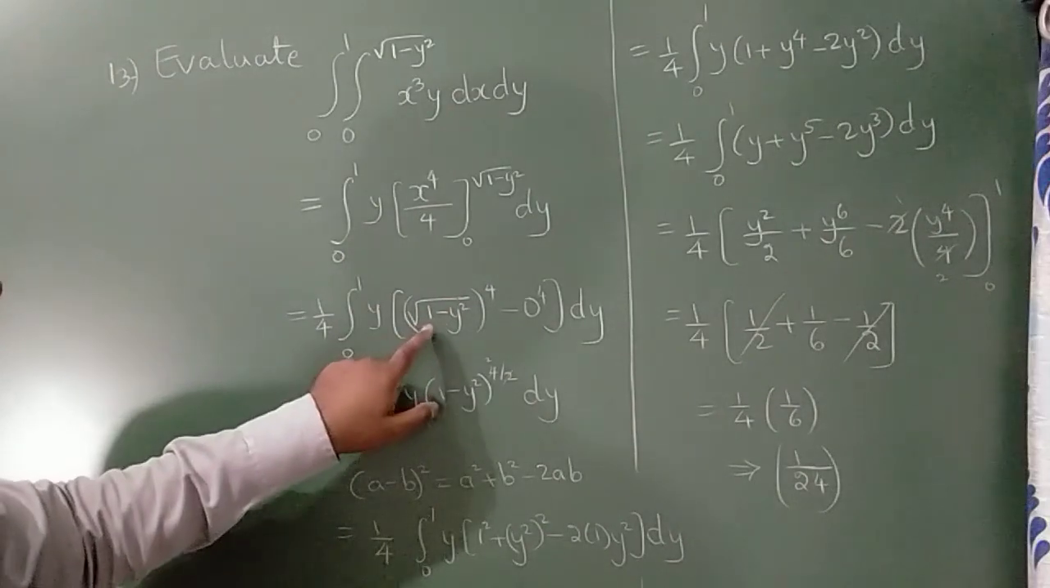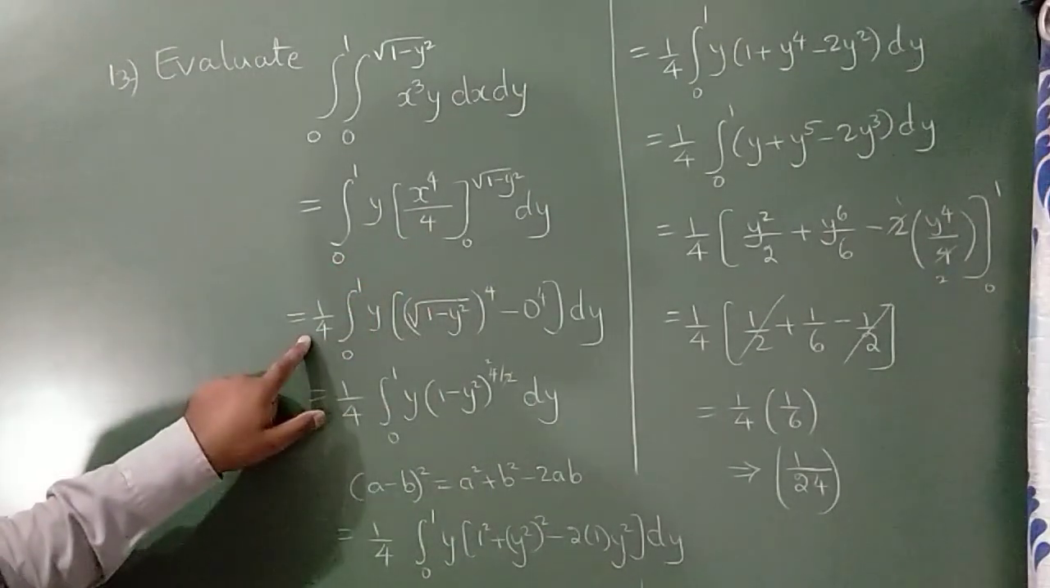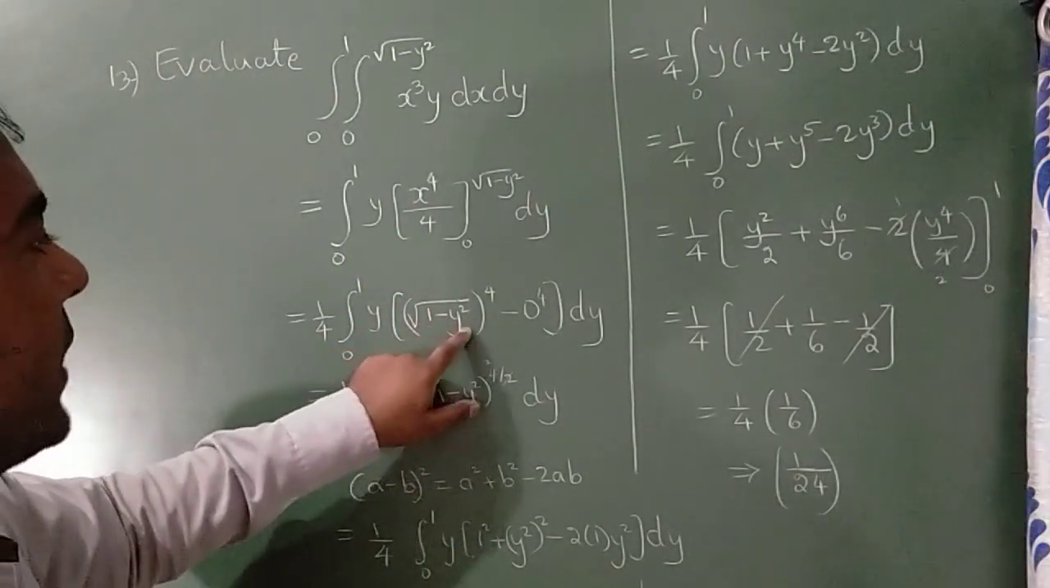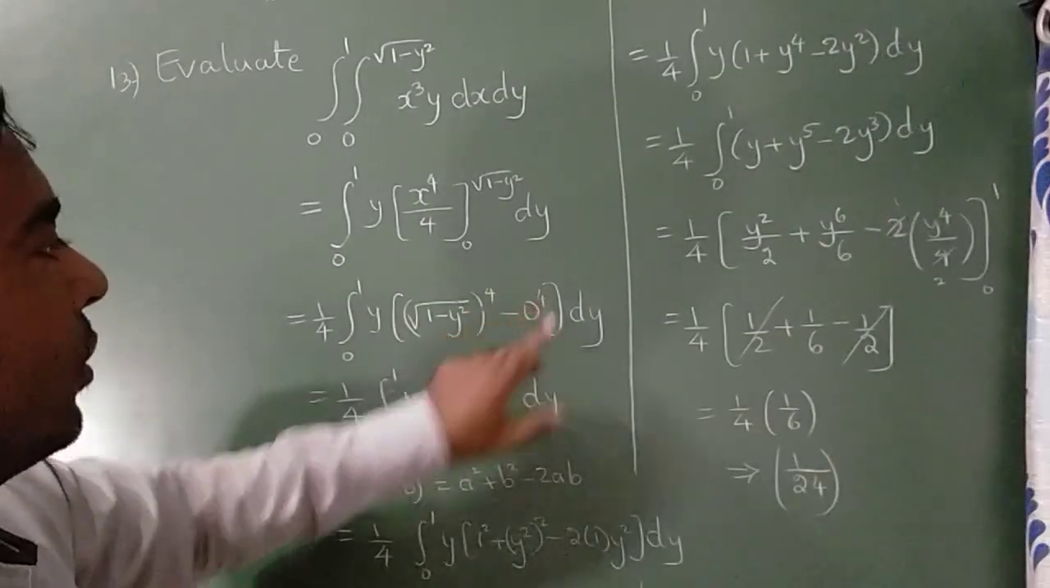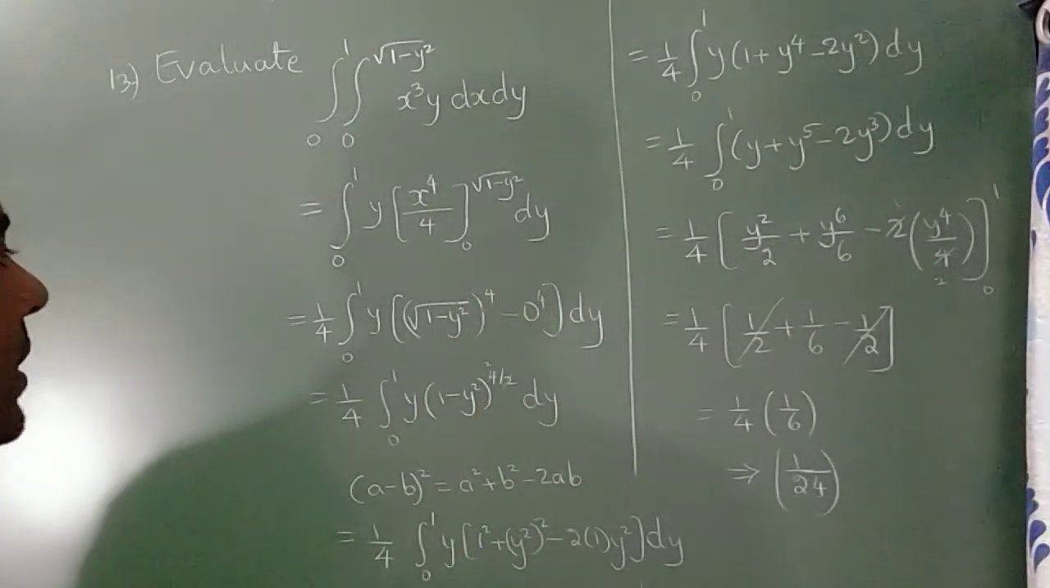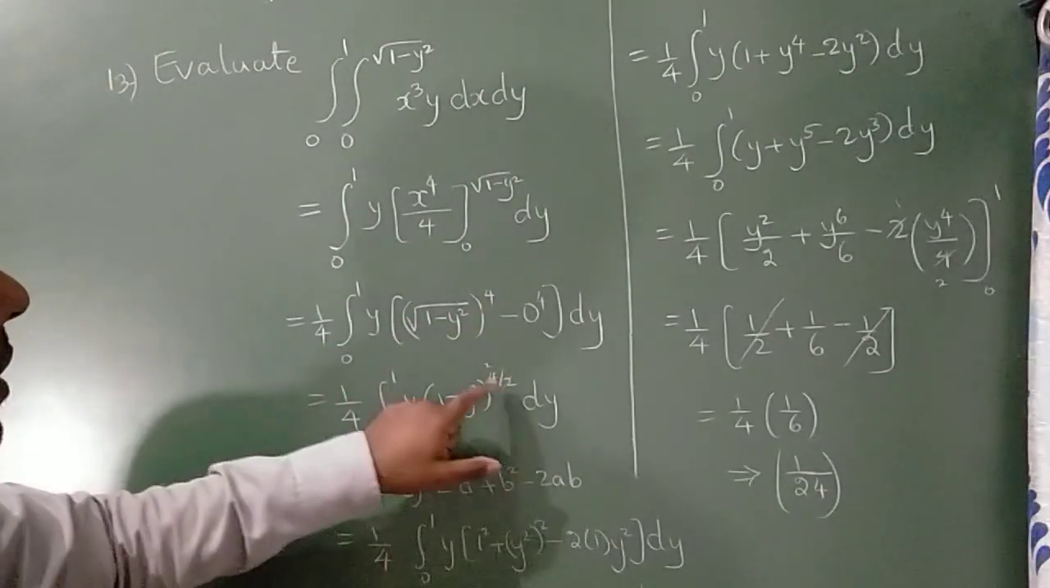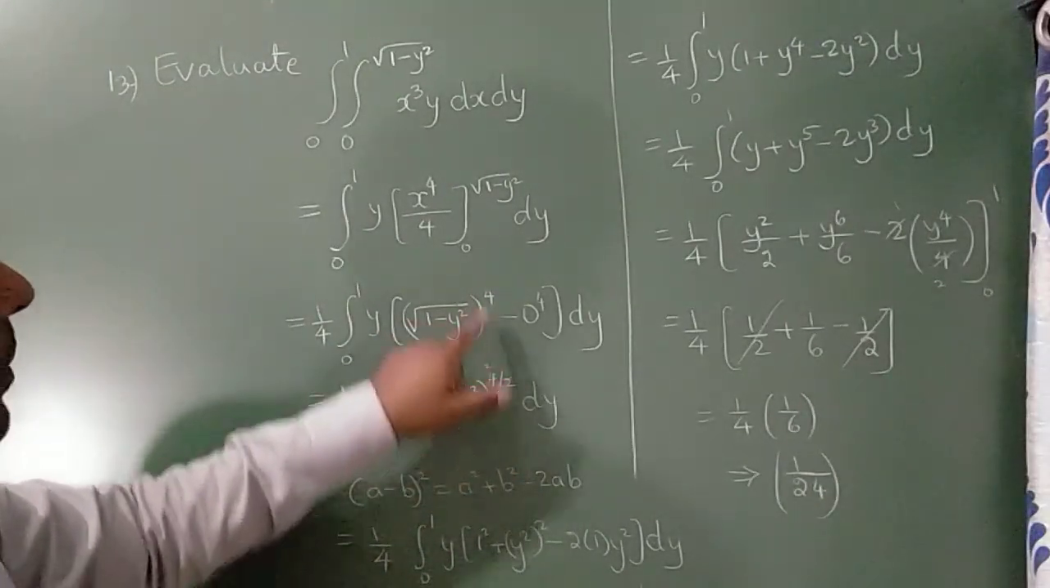So the upper limit I have applied. This 1 by 4 I have kept outside. So 1 minus y square raised to 4 minus the lower limit, which is 0 raised to 4. 0 raised to 4 in the sense 0 itself. Now this square root will become in the index form, that is 4 by 2.